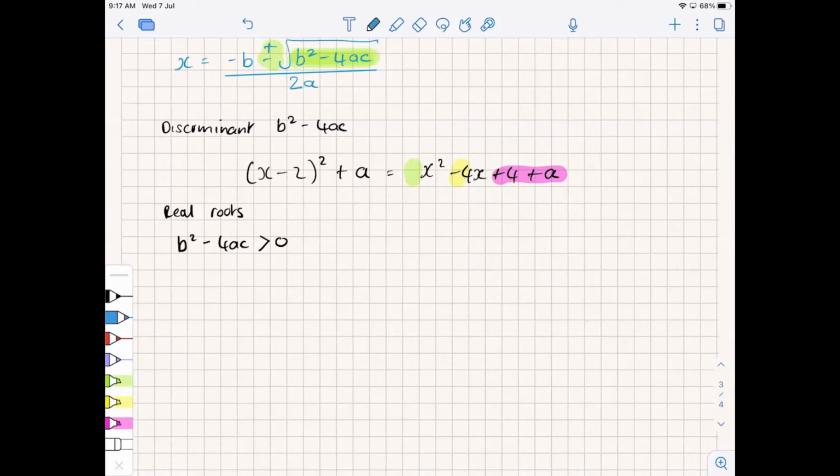So b squared in this example is going to be minus 4 squared. Take away 4a times 1, and c is 4 plus a. And that must be greater than 0. So we're going to get 16 over here. We're going to get minus 8 and minus 4a greater than 0. If we simplify these up, we're going to get 8, and we can move the 4a to the other side.